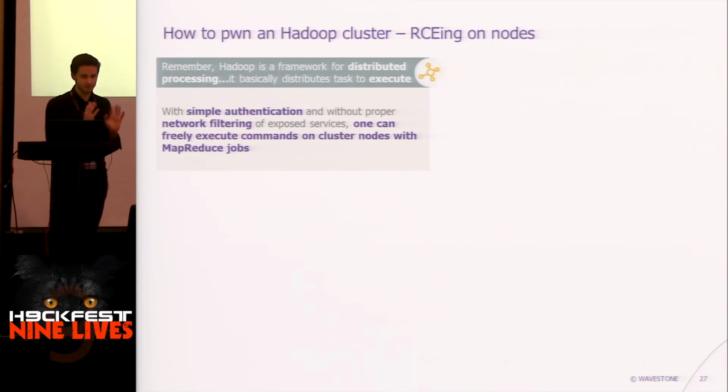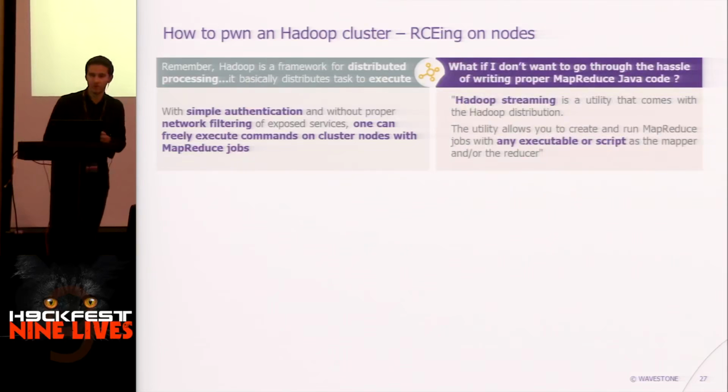So if there is simple authentication and you can find the correct services, which are not the WebHDFS one, but the ones named IPC, Inter-Process Communication services, you can freely execute any command on any cluster through MapReduce jobs. The question is, how can I specify a MapReduce job?